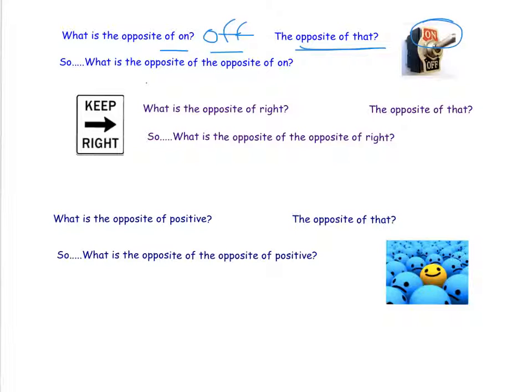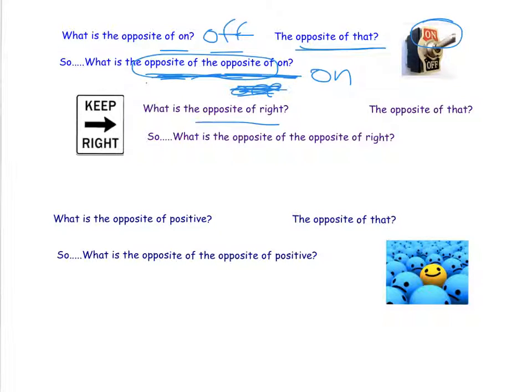So what is, and you've got to read it carefully, the opposite of the opposite of on? Well, the opposite of on is off, and the opposite of that is back to on. So the opposite of the opposite of on is on. We could ask what is the opposite of the opposite of the opposite of on, but most of the time we just see one cycle. So let's try it again.